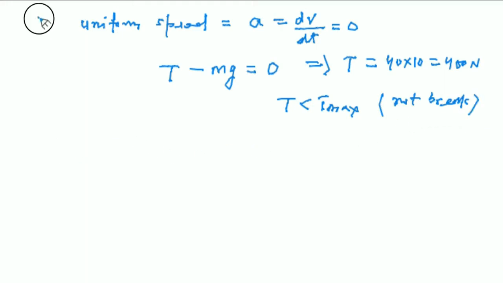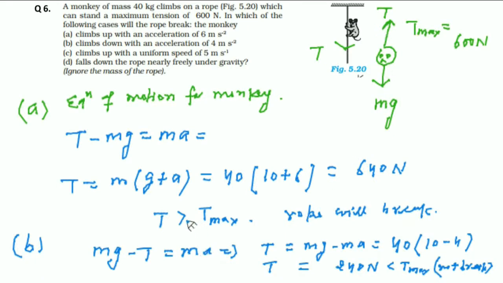Go for D. This is C and D. What have they given in D? Climb at uniform speed, okay, done. Fall down the rope nearly freely under gravity.